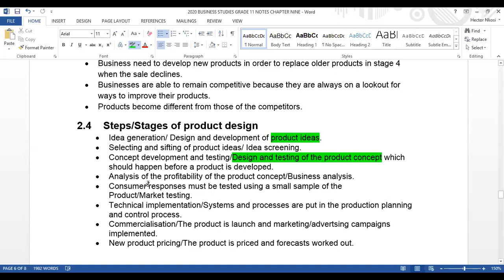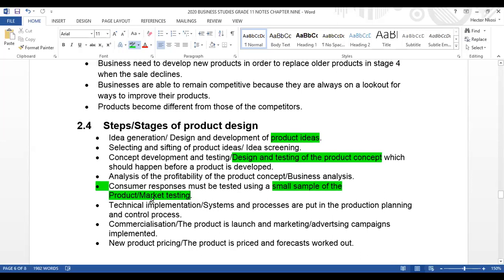Now, let's look at the analysis of the profitability of the product concept, or business analysis. So you must have the analysis of your product and your profitability. Your consumer response must be tested using a small sample of product, right? So how are you going to do your testing? With a small sample of product, or market testing.